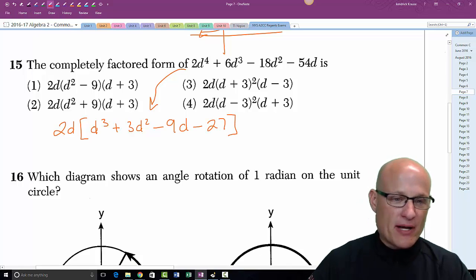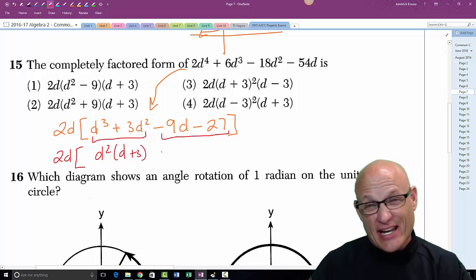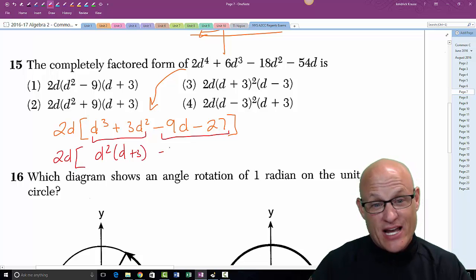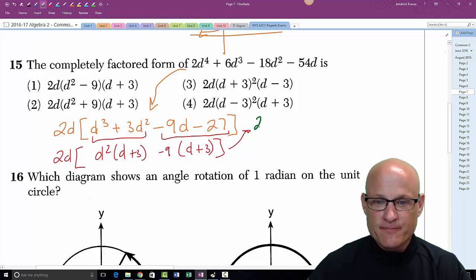And then I'm going to factor by grouping. I'm going to group these 2 suckers together, and I'm going to group these 2 suckers together. So I keep the 2d coming along for the ride. Out of this, I can take out d squared. I'm left with d plus 3. Out of this, I'm taking out a negative 9. Be careful, there's a negative 9 coming out, and I'm left with d plus 3. All right, so what do I got? I've got 2d.